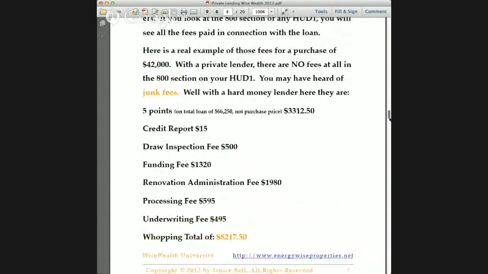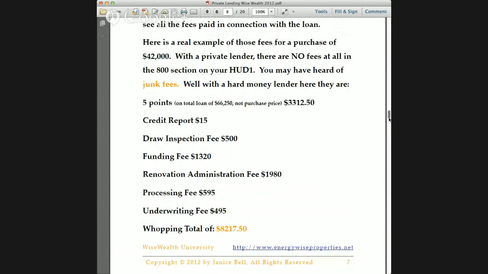So for borrowing, the purchase price of, in this example, $42,000, and the loan was $66,000, there was a whopping total of $8,217 of fees on that loan. Well, they've really taken quite a bit of profit out of the deal before you even get started. These all come out when you purchase the property. So just wanted to let you know that that's what the fees are. So that's really one of the ways to compare it.